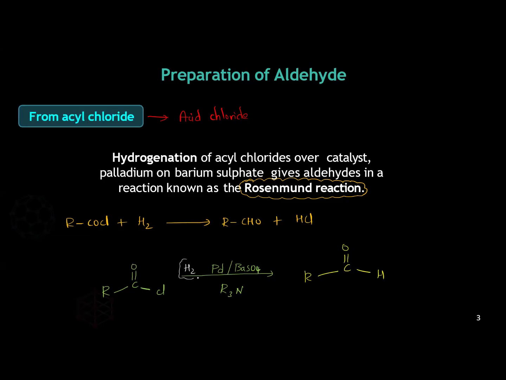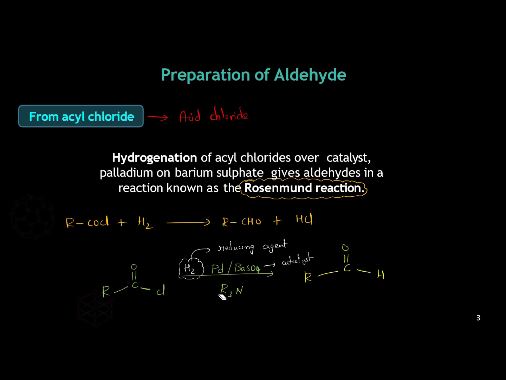So what we are doing here is hydrogenation. This is very important. If you see here, what does the reaction require? An acyl chloride is needed. You need hydrogen gas. What will this hydrogen gas do? It will act like a reducing agent. And you need a catalyst. The catalyst here we are using is palladium on barium sulfate, which acts like a catalyst.